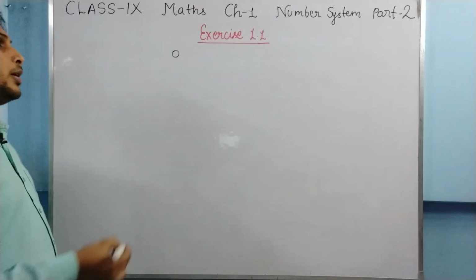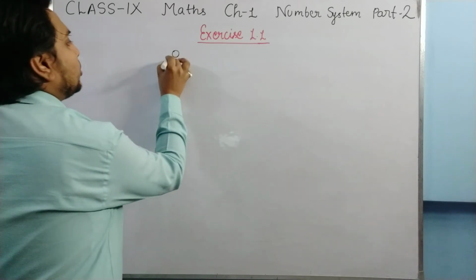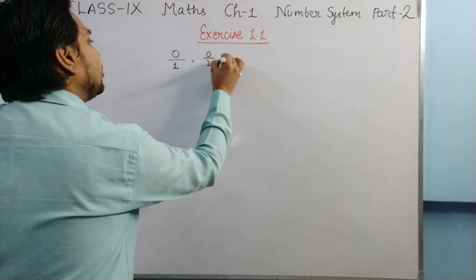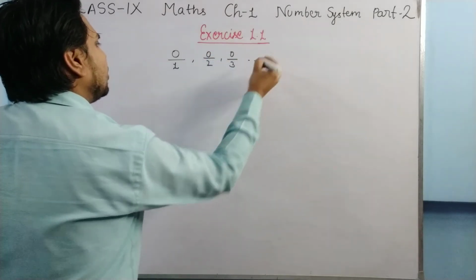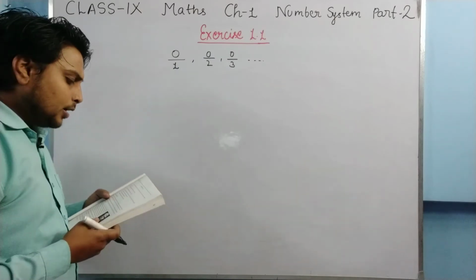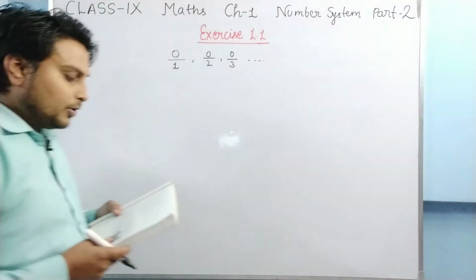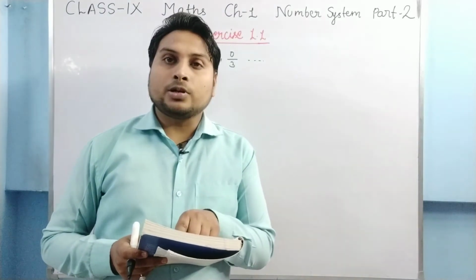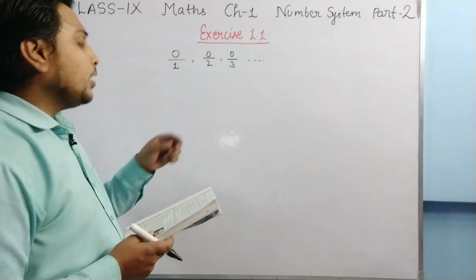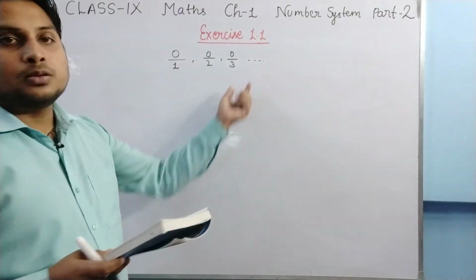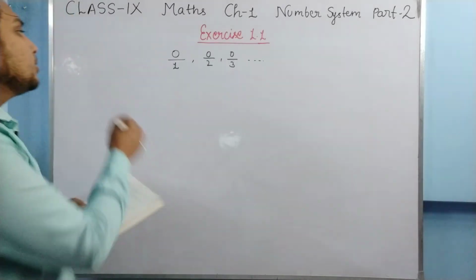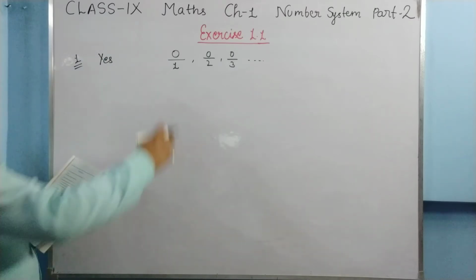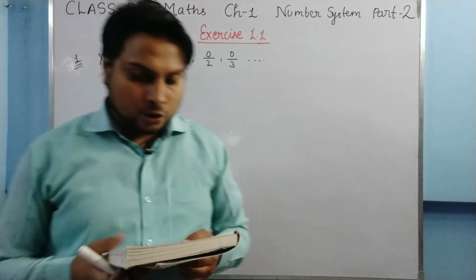I have told you in the previous video that yes, 0 is a rational number, because we can write 0 as 0 by 1, 0 by 2, 0 by 3 and so on. Okay, so 0 is what? 0 is a rational number. So what answer you will write? You will write yes, 0 is a rational number. We can write it into the form of P by Q, where P and Q are integers like this. So this was the first question, that yes, 0 is a rational number and we can represent it in the form of P by Q.